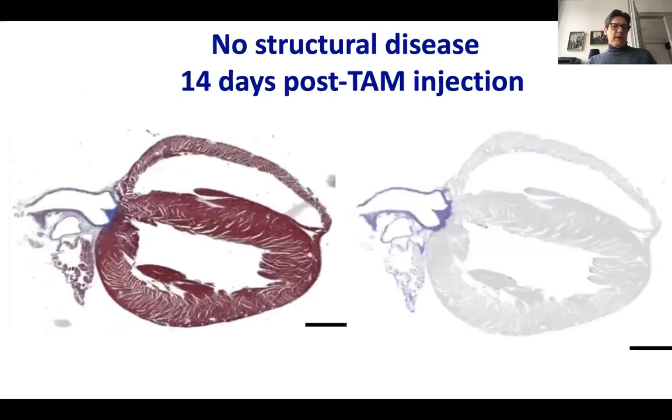14 days after the mice are injected, there are no changes in the structure of the heart. What you see on this side is a cross-section of the heart: free wall of right ventricle, septum, free wall of left ventricle in a slice of the heart. And here we have exaggerated the presence of fibroid material, of collagen.